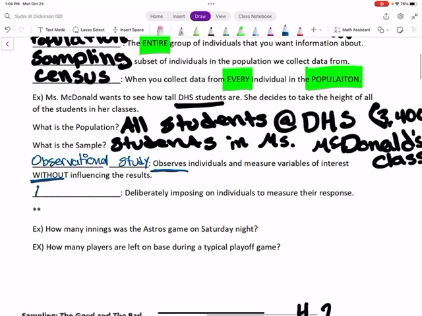Now, an experiment, that is whenever you deliberately impose on the individuals to measure the response. That is, you are deliberately doing something. So a lot of people do experiments over different kinds of medication to see if it will actually decrease whatever they're trying to study. An experiment might be if you're trying to gauge a reaction out of someone. So you're asking different types of questioning. But an experiment is whenever you are physically doing something to your individual to get a response. So those are the key difference between an observational study and an experiment.